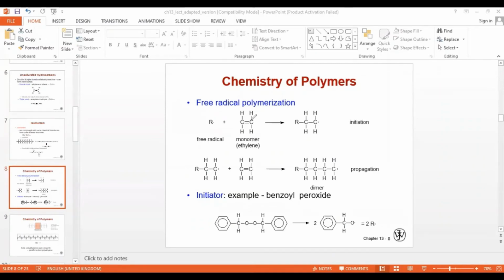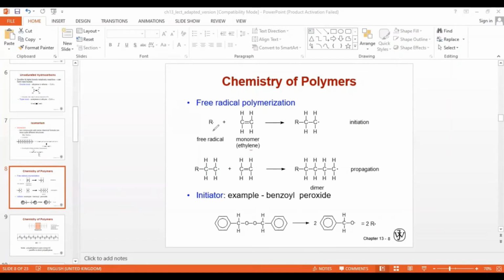I told you, if it is a double bond, then it is "ene." If it is a triple bond, then "yne." If it is a single bond, then "ane," right? So now there's a double bond, then that is ethylene, okay? Ene. This is a monomer.